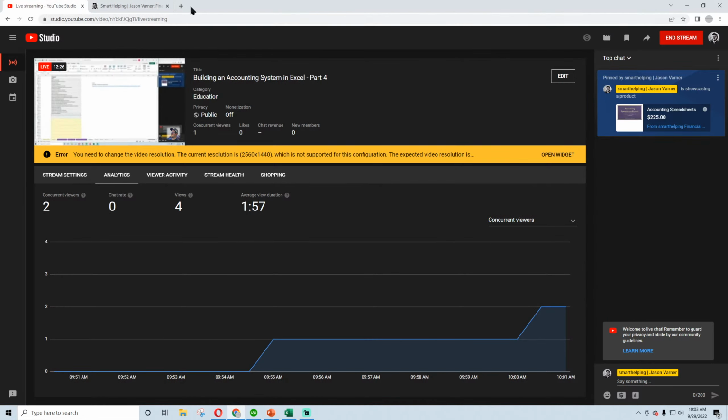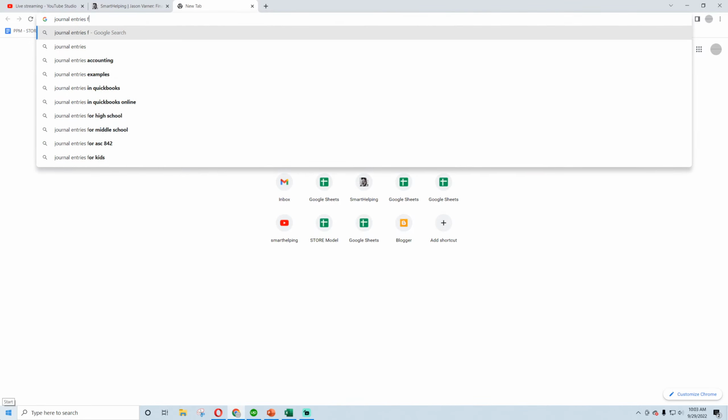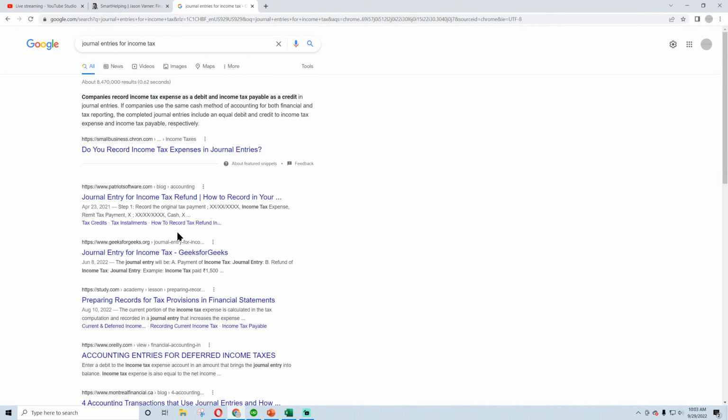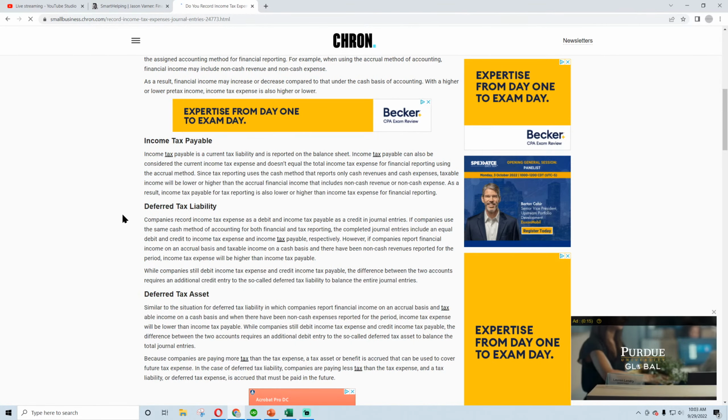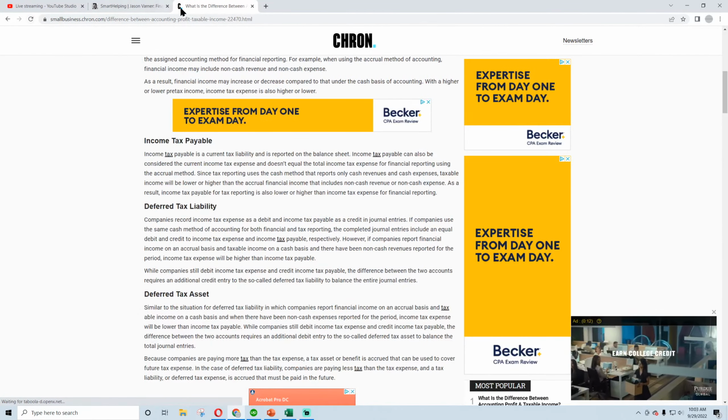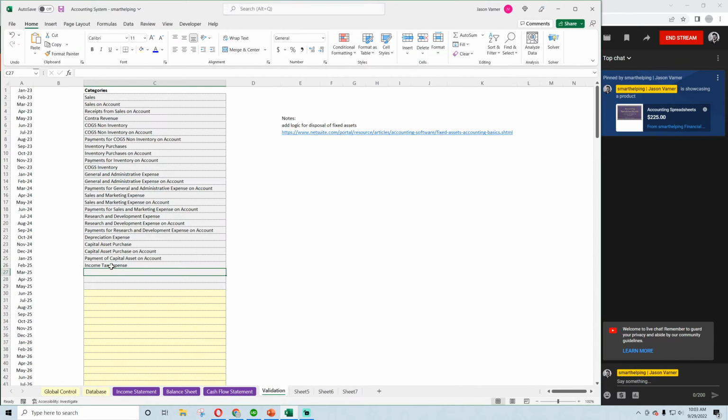What are our entries here? Let's look. Journal entries for income tax. Yep, that's what I thought. You apply it when it's accrued, and you credit the payable, and then when it's paid, you debit the payable and credit cash. There's also deferred tax liability. Okay, so that's fine. So income tax expense will be the entry, and that automatically increases the payable.